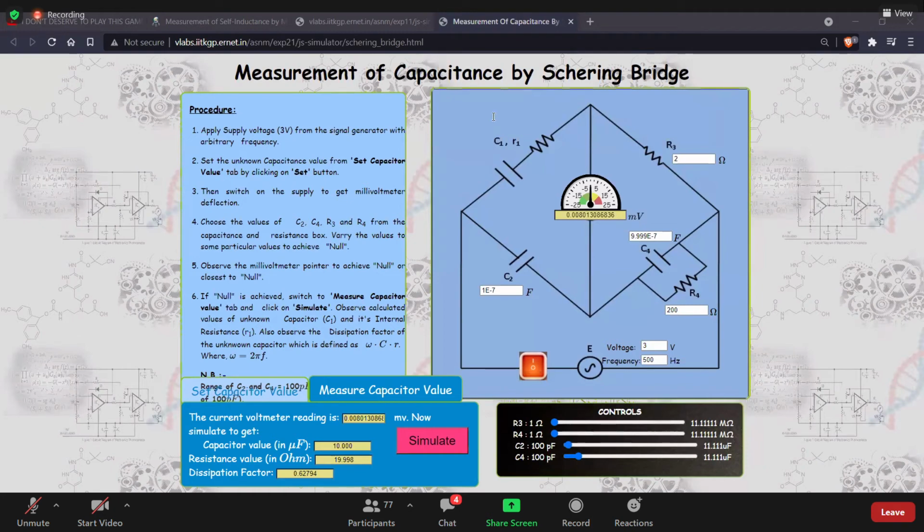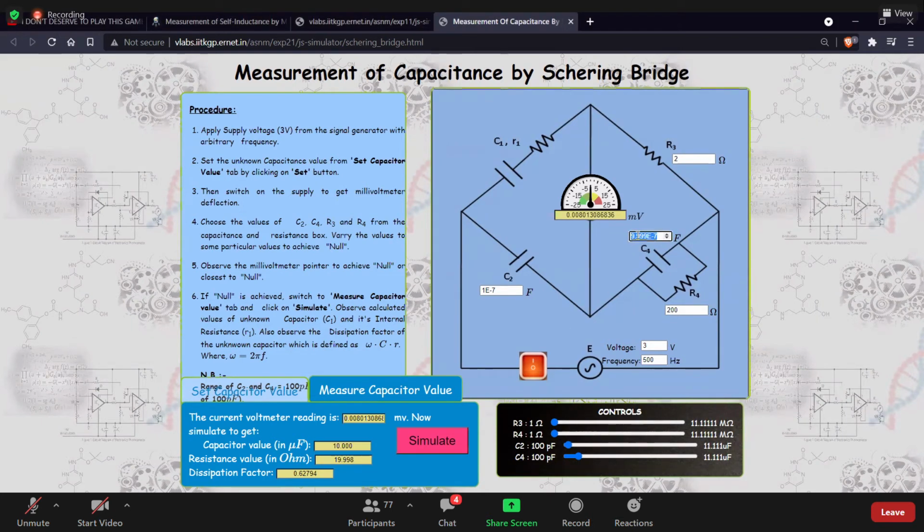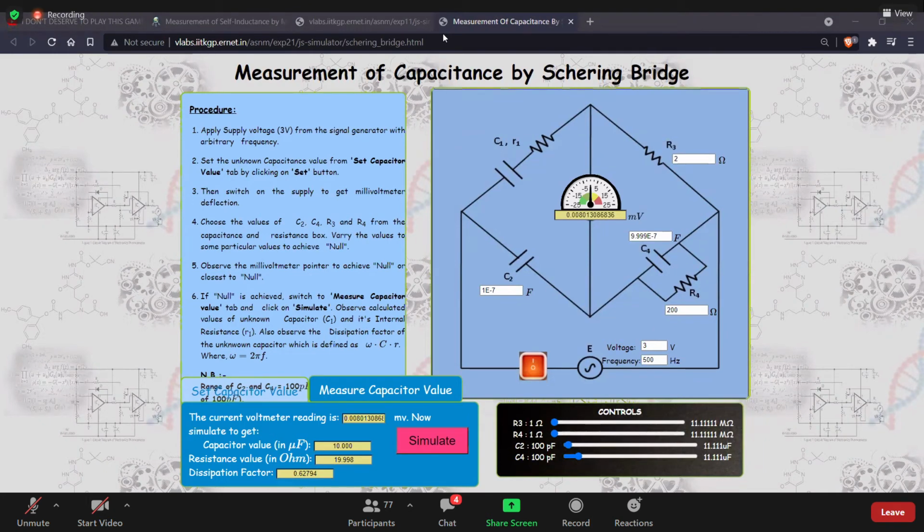You can check your output with the capacitor value here. 10 microfarads you are getting, which is wrong because you are using 0.01 microfarads. Then you will get nearly 0.01 capacitor value after clicking the simulate button. Okay, sir.